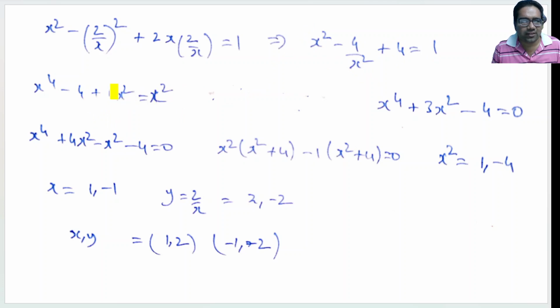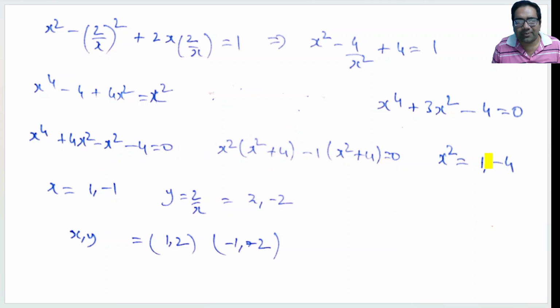This means x^2, if you bring everything to the left side, x^4 + 3x^2 - 4 equals 0. Though it is to the power of 4, it is more like a quadratic equation, because it is in the form of p^2 + 3p - 4, where p is x^2. So we can factorize this: x^4 + 4x^2 - x^2 - 4, which is x^2 times (x^2 + 4) minus 1 times (x^2 + 4).